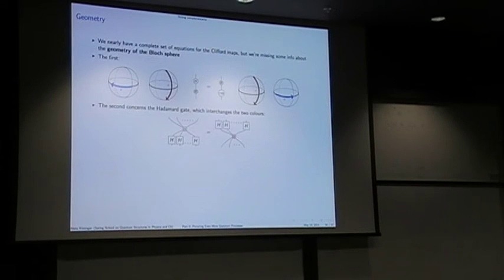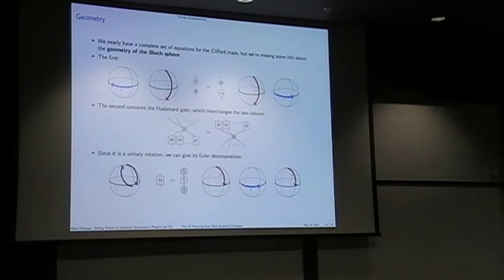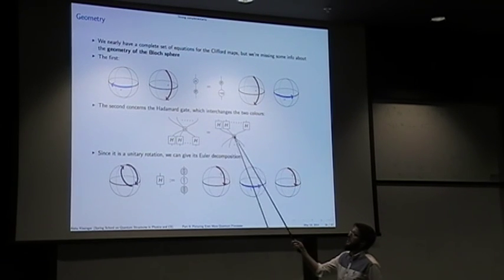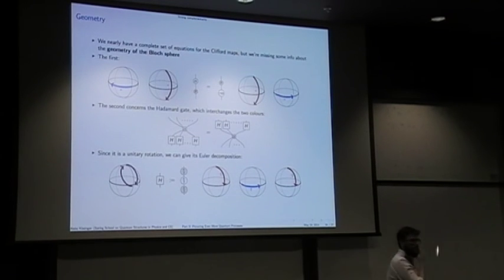And the second concerns the Hadamard gate. So it concerns our color changer, the thing that interchanges the two bases. Now this is also a rotation on the Bloch sphere, right? I'm sure a lot of you have worked this out at some point, but it's a sequence of three rotations. So if we include the fact that the Hadamard, which is defined as this rotation, is in fact a color changer, then that adds a new rule to our system.